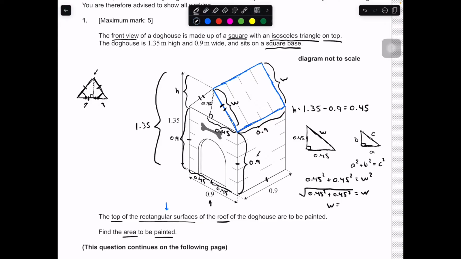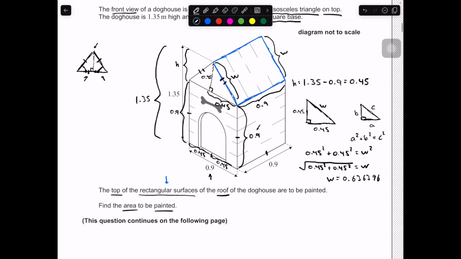And that's going to give us a value of w of 0.6364. So since we're not actually finished this question yet, I'm going to save a lot of digits. I'm not going to just keep 3 sig figs. I'm going to save a few extra. In the end, we're going to round it to 3 sig figs, so probably 4 or 5 should be okay. So there's W, the width.